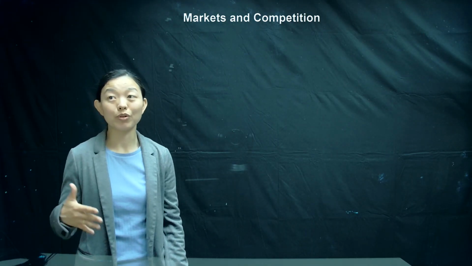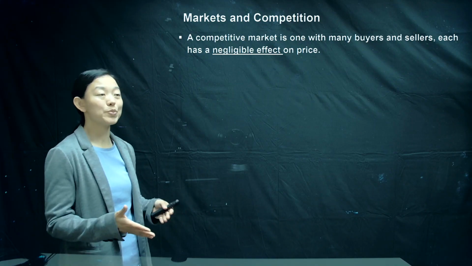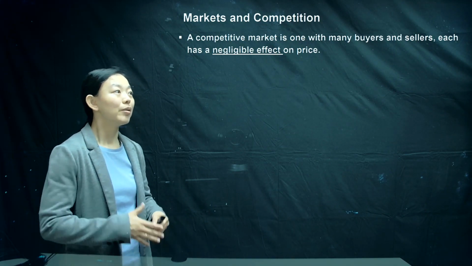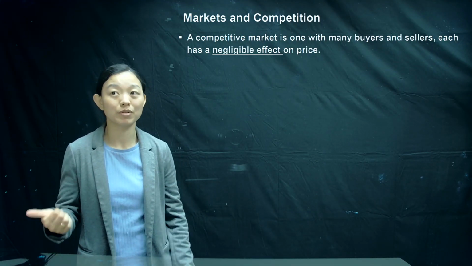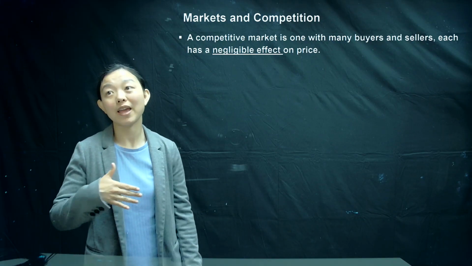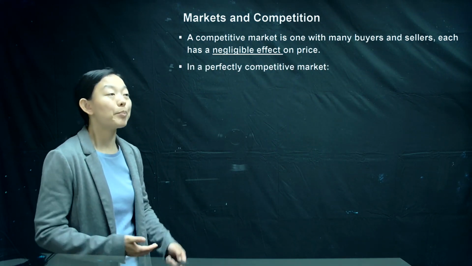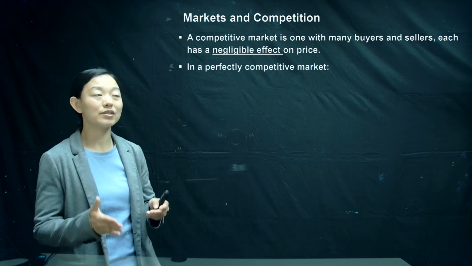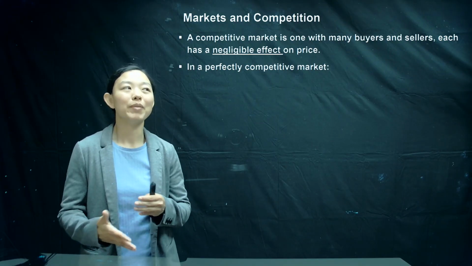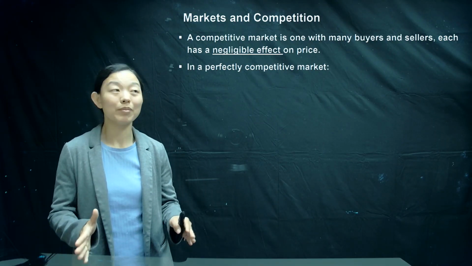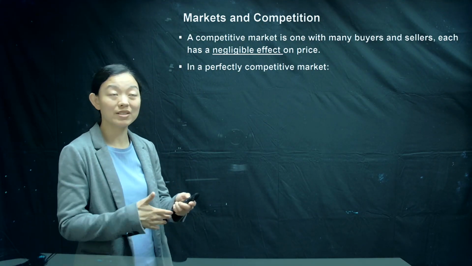In this chapter, we will focus on competitive markets. A competitive market is one with many buyers and sellers, and both of these parties have a very small impact on the price of the goods, or we can say their impact on the price of the goods is neglected. In a perfectly competitive market, actually this perfectly competitive market doesn't exist. However, in order to make our analysis much easier, we would like to assume the market is perfectly competitive. It will have several characteristics.